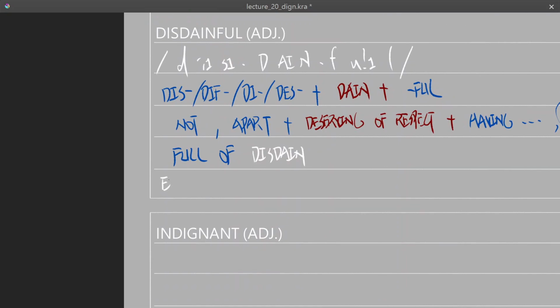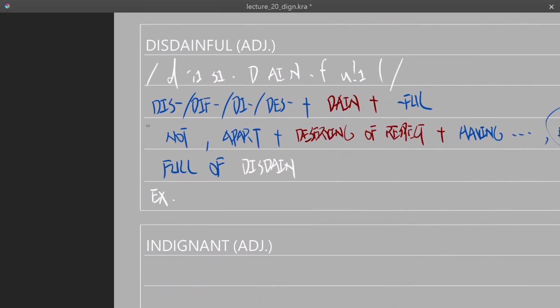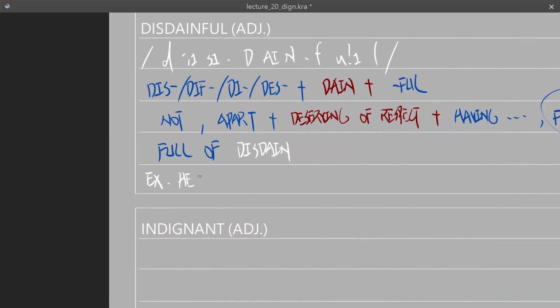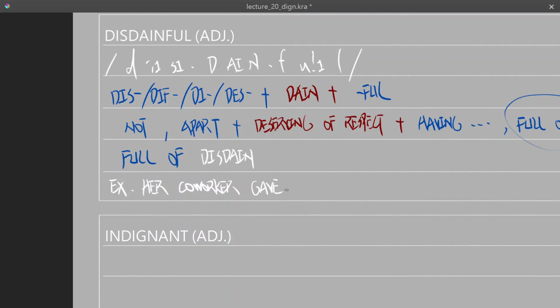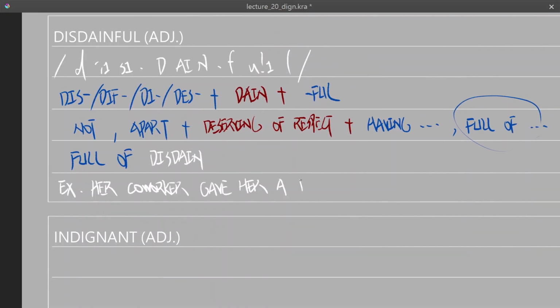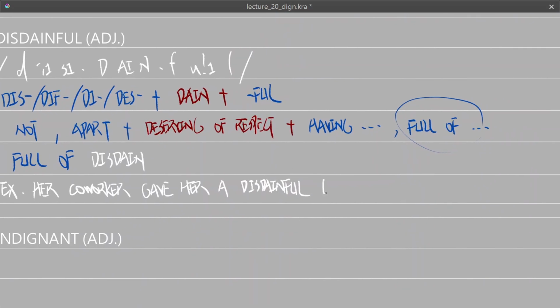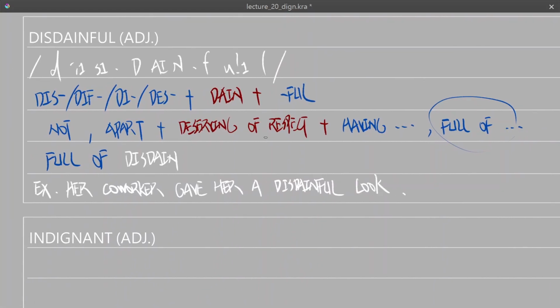So for example, the same situation as the previous word. We have her coworker gave her a disdainful look. A coworker gave her a disdainful look.